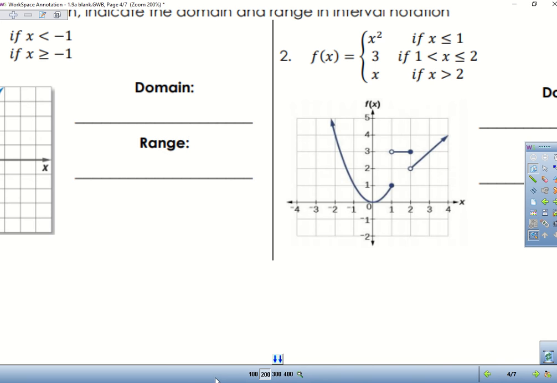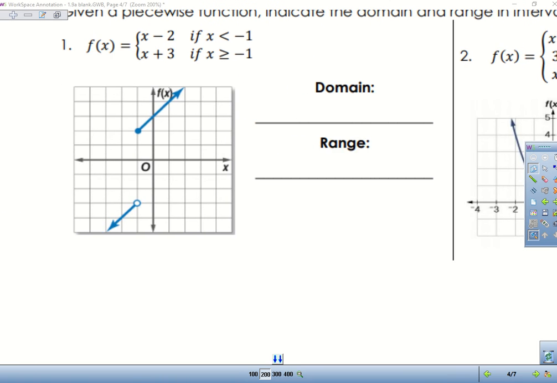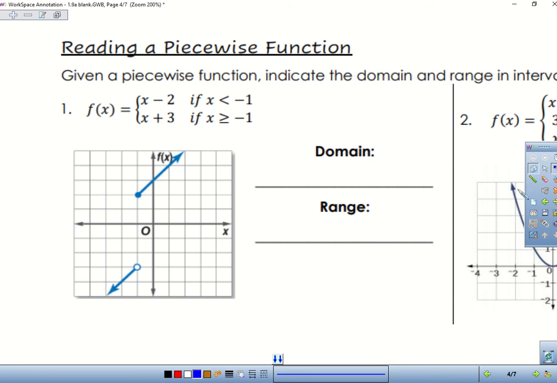So given a piece of a function, indicate the domain and the range in interval notation. If we look at this first piecewise function here, we have to identify the domain and range. Domain is like reading the function from left to right. So if I'm looking from the left here, this function has an arrowhead, which indicates it's going on forever in that direction, and it's going on forever in this direction. So if we imagine that this function is going on forever in both directions, it's eventually going to take on every x value, right? Which means that my domain is from, very good, negative infinity to positive infinity.